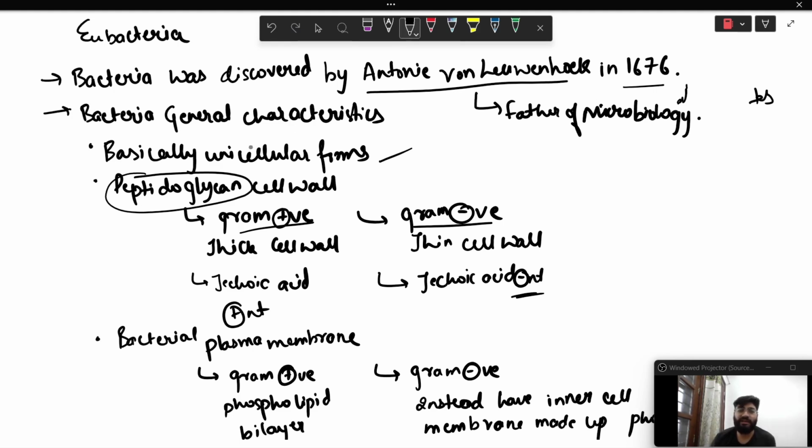Then we have some general characteristics of bacteria. Bacteria are unicellular forms, and bacteria have peptidoglycan in their cell wall. If the cell wall is thick, it is gram positive. If the cell wall is thin, it is gram negative. We'll go into much more detail later on. Gram positive bacteria have teichoic acid, one of the components of the cell wall, and teichoic acid is absent in gram negative.